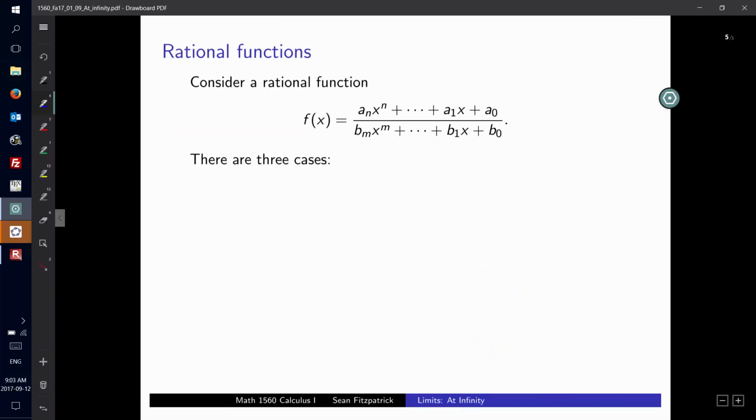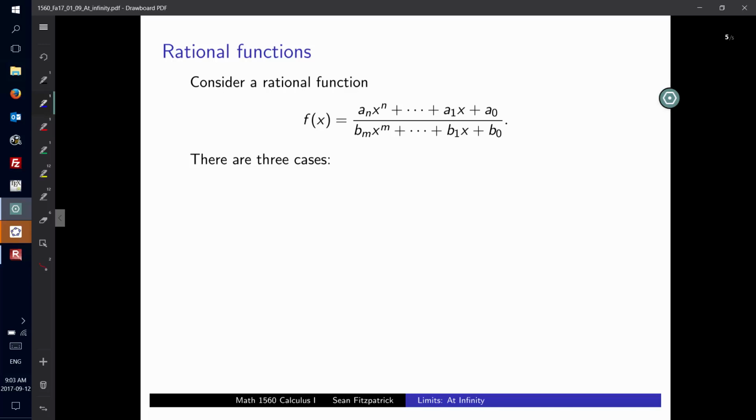As a reminder, a rational function is any function where you've got one polynomial divided by another. And remember that in a polynomial function, all that you have are powers of x possibly multiplied by real number coefficients, so all of these a's and b's that you see are just numbers, and then we have powers of x. So that's what a general rational function looks like.